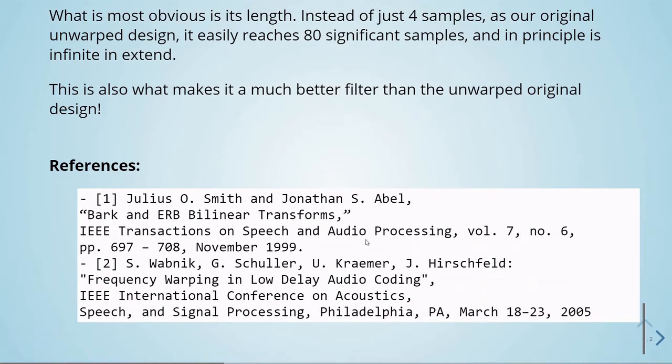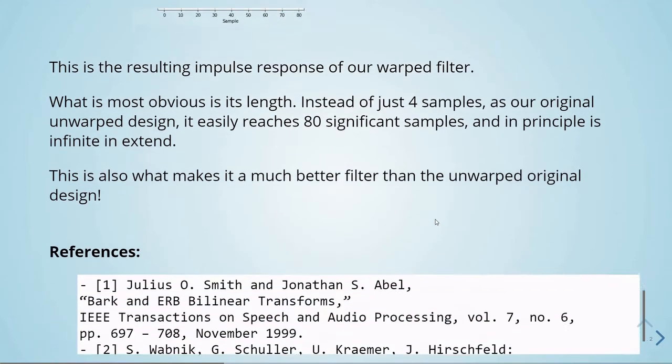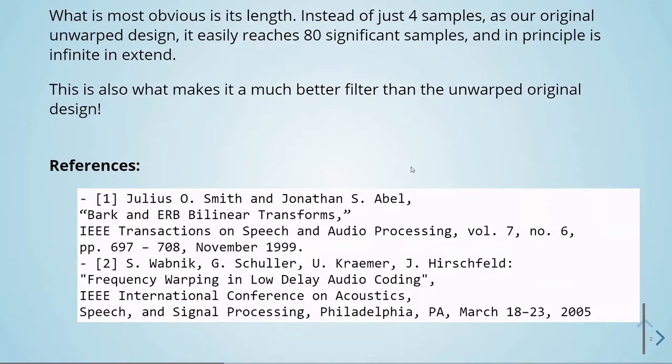You can take a look at this paper which I mentioned before, and also a paper by Professor Schuller, Frequency Warping in Low Delay Audio Coding, and you have good examples and explanations of this type of design.